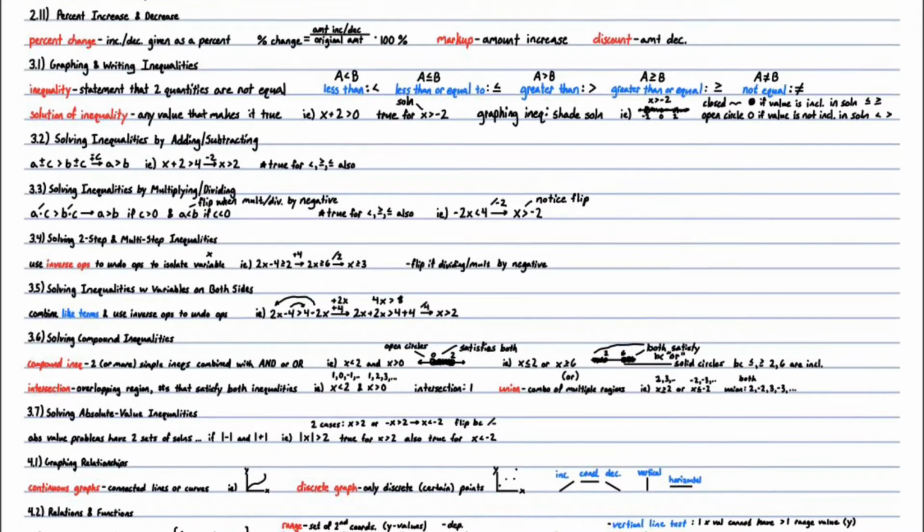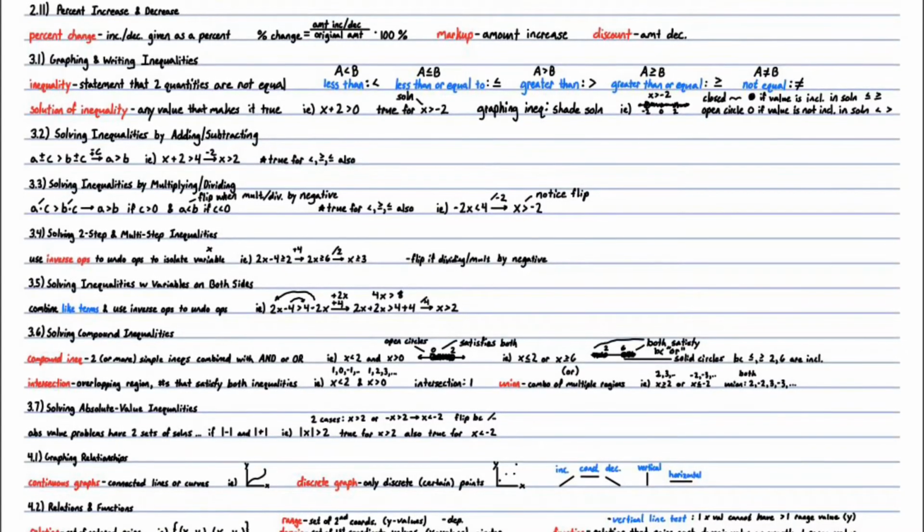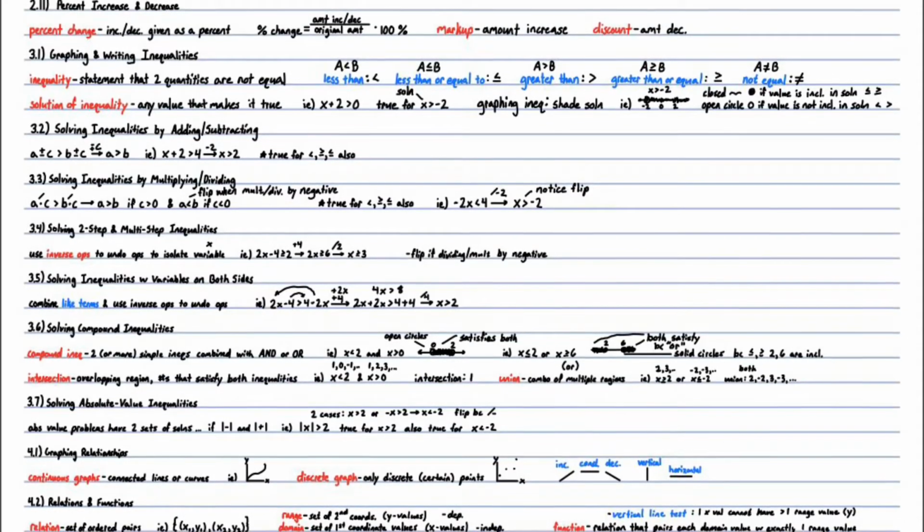Solving compound inequalities. A compound inequality is a combination of two or more simple inequalities with "and" or "or." The intersection is the overlapping region. Numbers in the intersection satisfy both inequalities. A union is a combination of multiple regions.